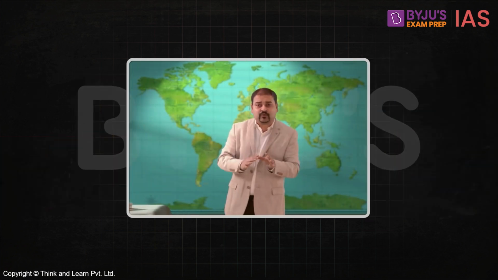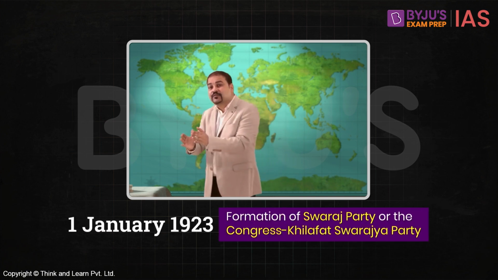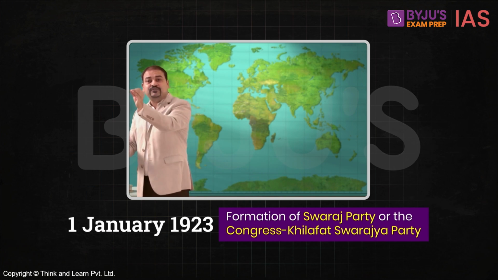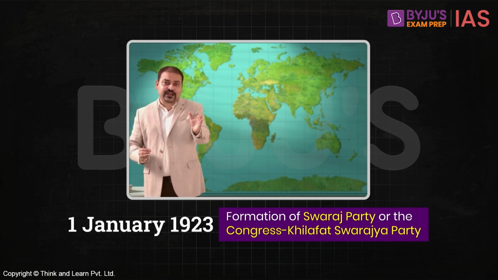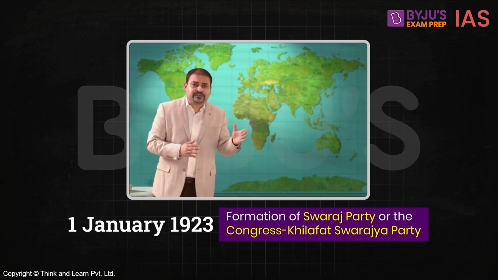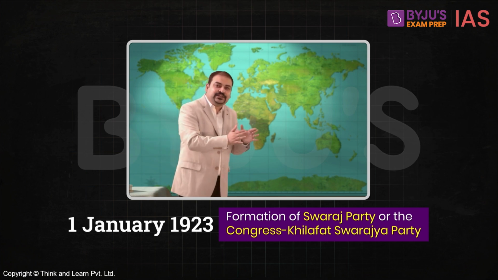Difference in opinion over the question of council entry had led to the formation of the Swaraj Party, or specifically the Congress Khilafat Swaraj Party, on 1st January 1923. And after a few years, this party eventually merged with the Congress in 1930.